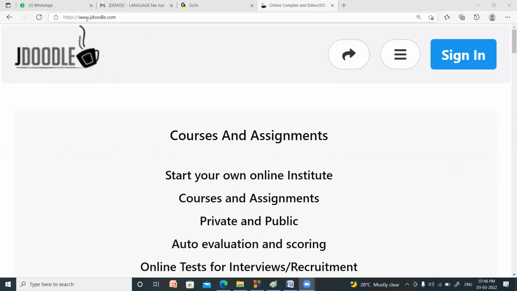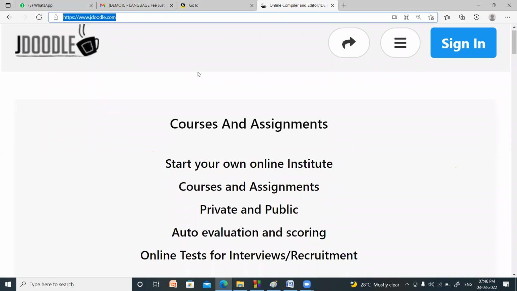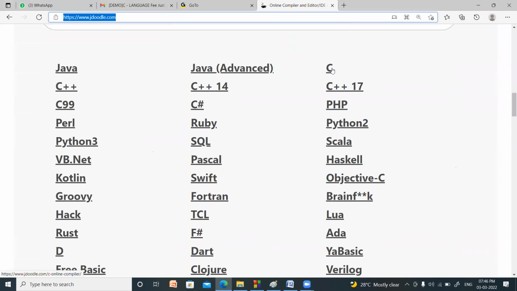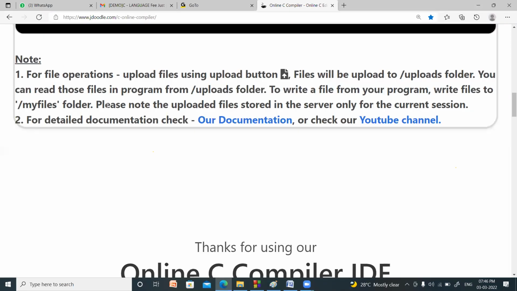JDoodle is the app name: jdoodle.com, an online web tool. Scroll down and select C language. Here you can practice C, Java, C++, Perl, and Python without downloading or installing any software. It is an online compiler. Select C language.